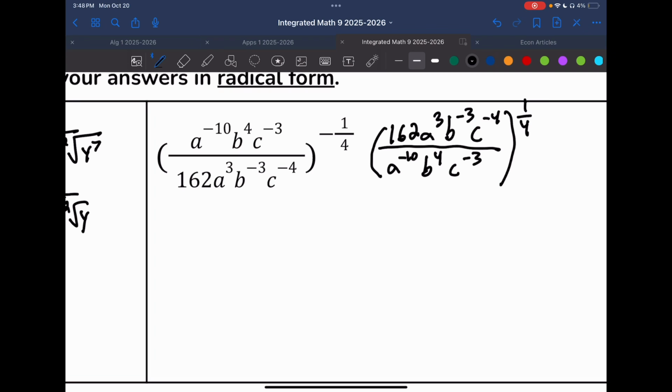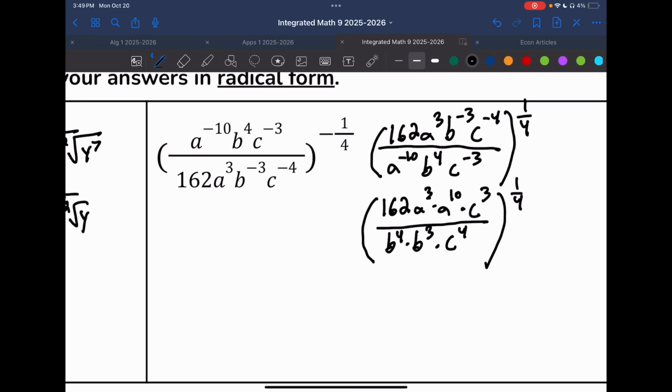Okay, now I'm going to flip everything else that is inside. So it's going to be 162 a to the 3rd times a to the 10th times c to the 3rd over b to the 4th times b to the 3rd times c to the 4th.